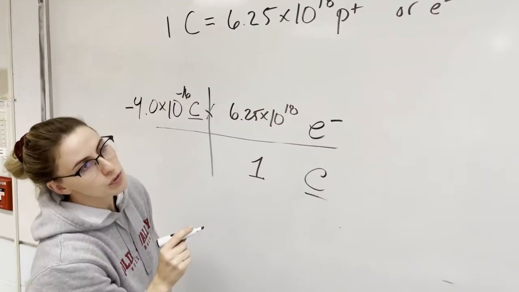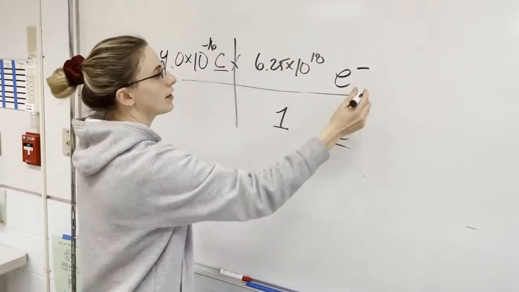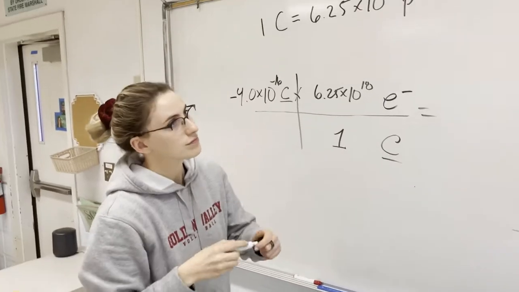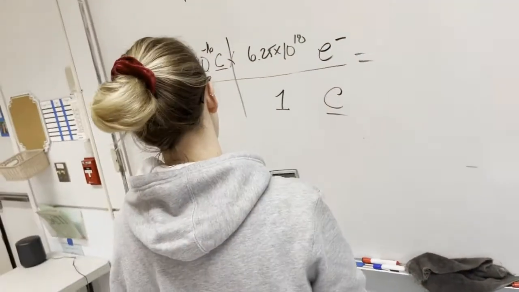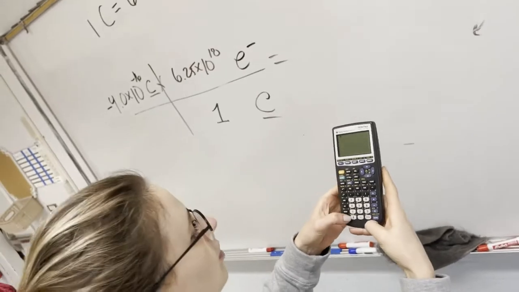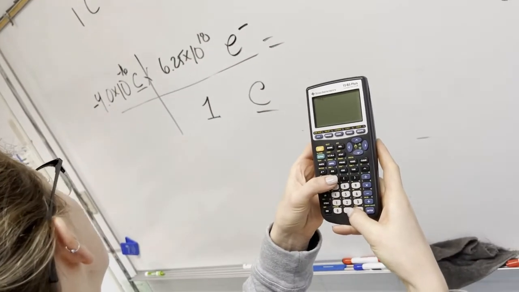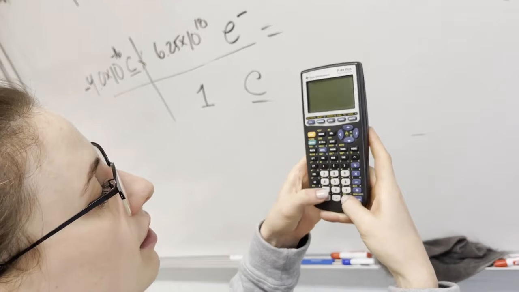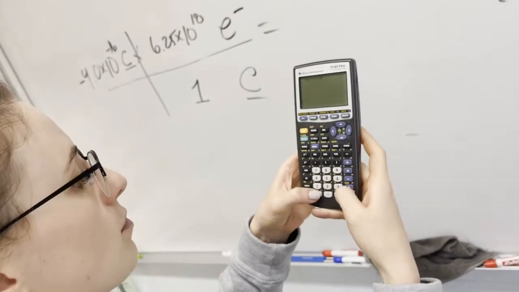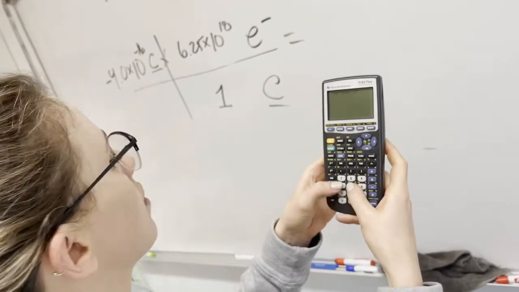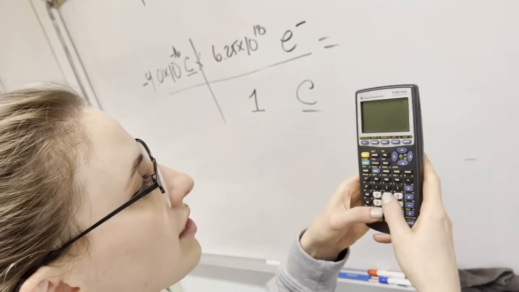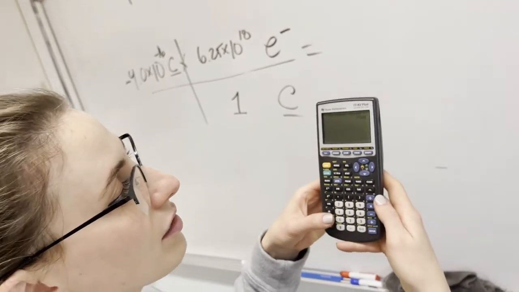Electrons, bada boom. Okay, here we go. The coulombs cancel, and what you get is, we multiply and cross divide by 1, so don't do anything there. -4 times 10 to the -16th, times 6.25 times 10 to the 18th. And I get -2,500.